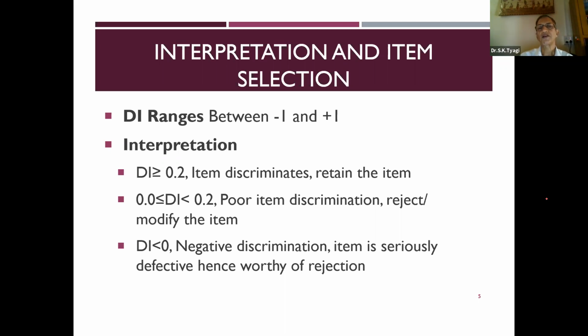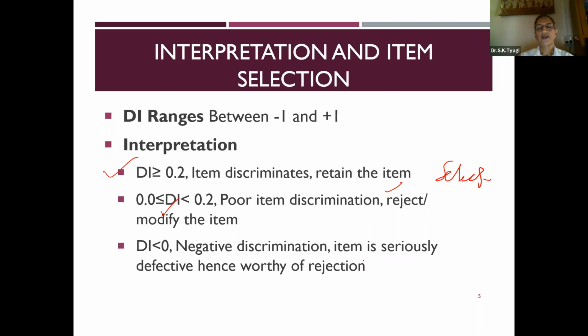So when we want to select good items, we calculate the discrimination index, which will range from -1 to +1. If the discrimination index for some item is greater than 0.2, then we select it. If it is between these two, then we either reject it or modify it. If it is less than that, most probably we will reject it, but you can also modify it.